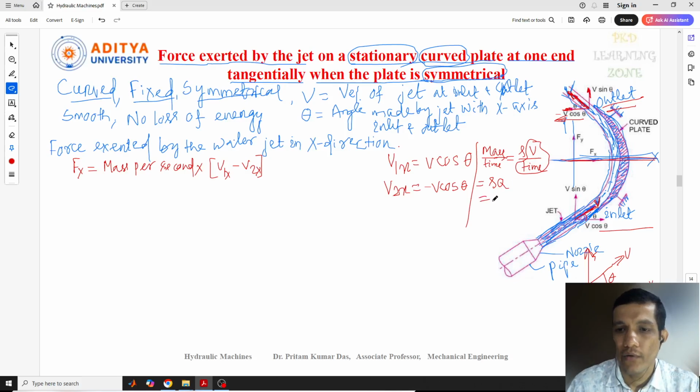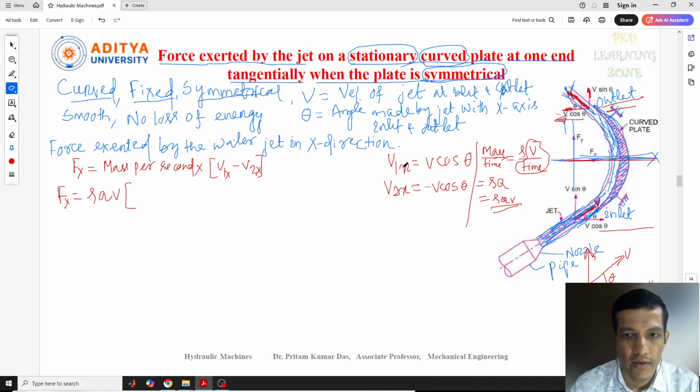In place of rho into Q, we can write rho AV. Rho Q equal to AV, we know that area into velocity. So the same thing I'll write here. Fx equal to, we can write here rho into A into V, and here into V1x minus V2x.